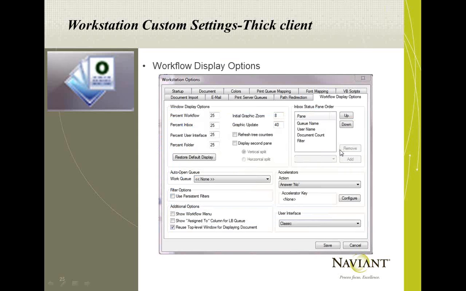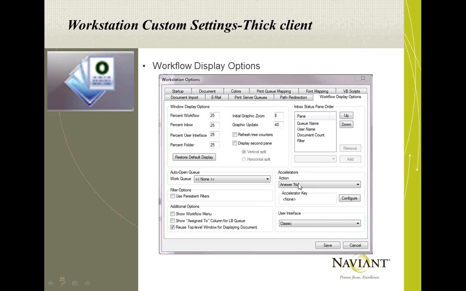And here's another workstation option, the workflow display options. There are several different things you can do in here. You can auto-open a queue, so if you have a work queue that the person on this workstation always logs into, you might want to change that to make their life easier so they always come in to that location. You may have seen this if you've been using OnBase for a long time and you went from the classic view to the core view. You may have made the change here for the user interface to be core or classic.